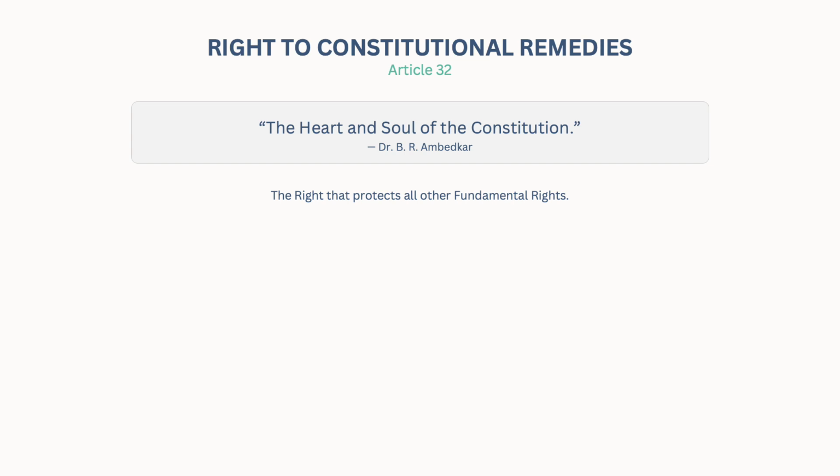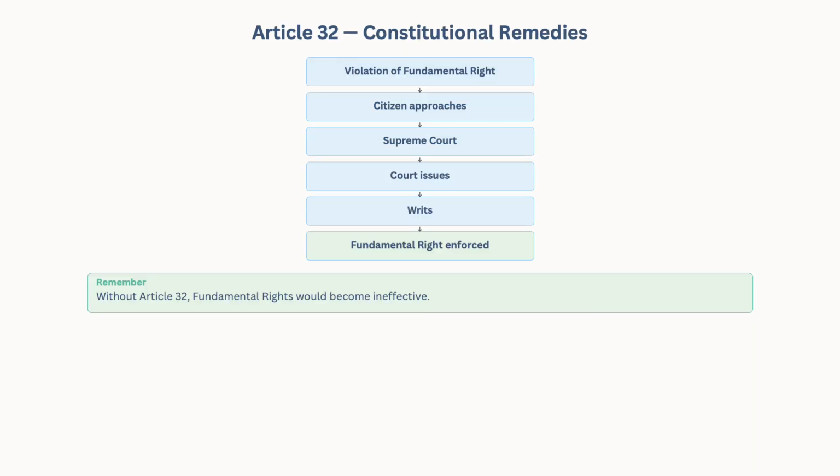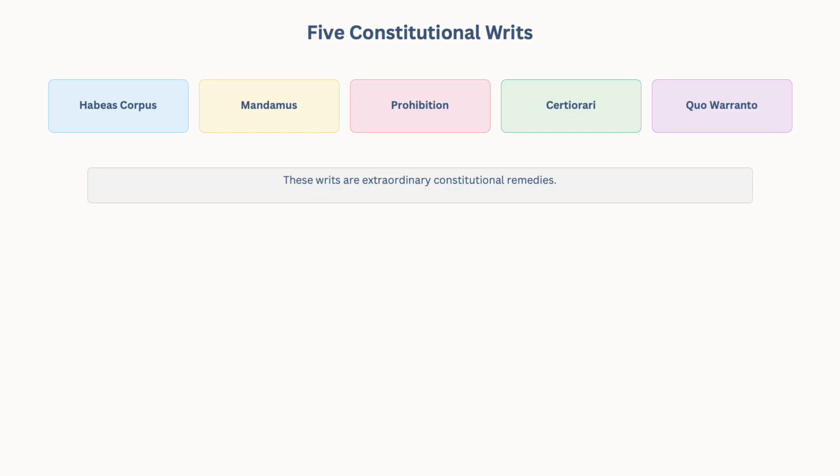Okay, so what's the process? Violation of fundamental rights, your right is violated. You as a citizen, you approach the court. The Supreme Court will issue writs. Writ means an order issued by the court to someone to do this or not to do that. Okay, it's simply an order issued by the court. Writs are simply orders issued by the court, and then the court will issue writs and fundamental rights will be enforced. That's the basic procedure. Without Article 32, fundamental rights would become ineffective.